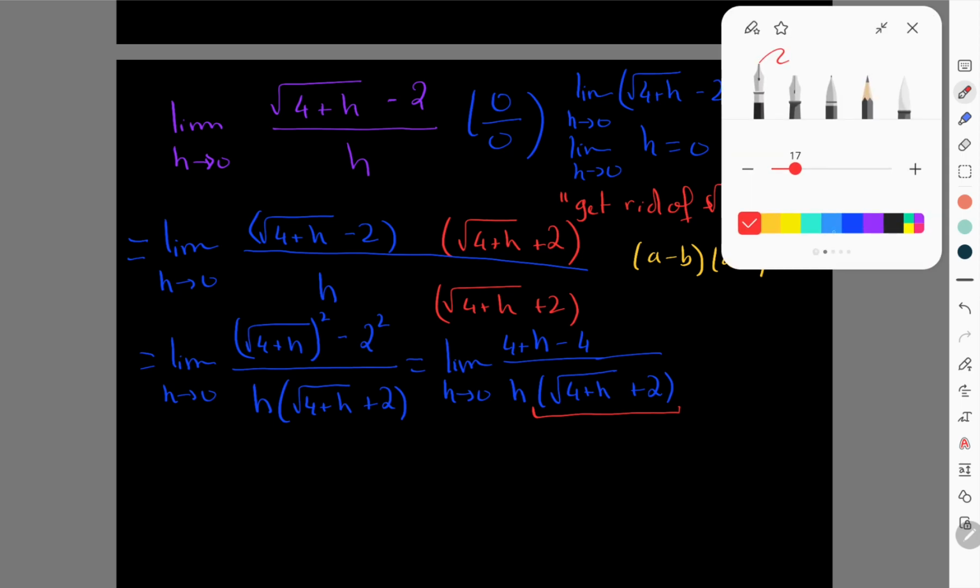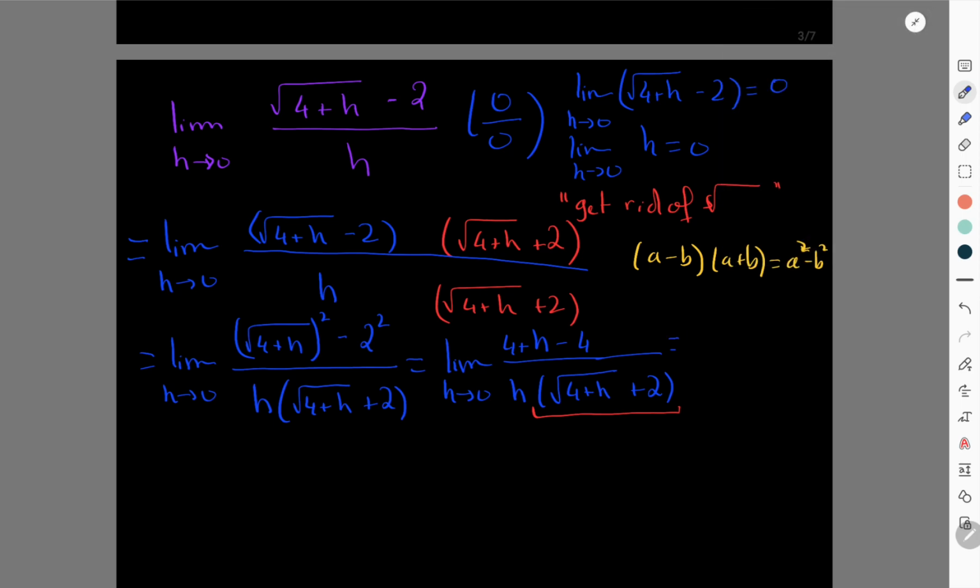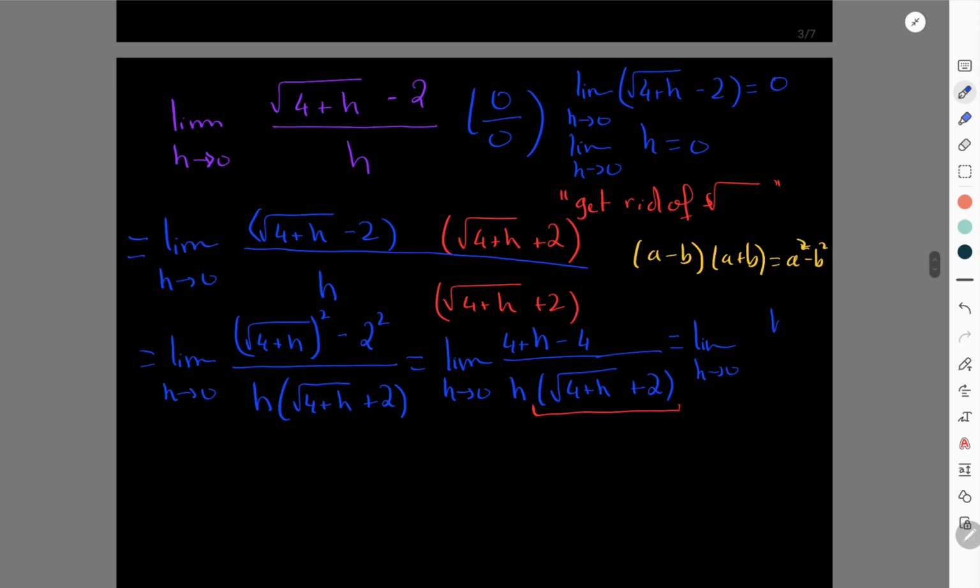So really, we should not touch it. We should just keep it. Neither expand it, nor factor it, nor do anything. Well, let's try to fit it here. This is h over h times (square root of 4 plus h plus 2). I can cancel the h out.